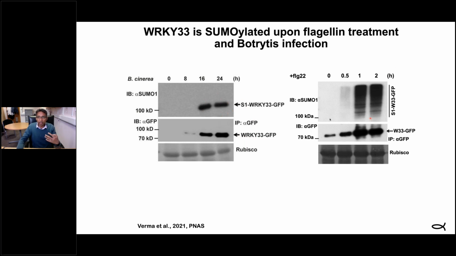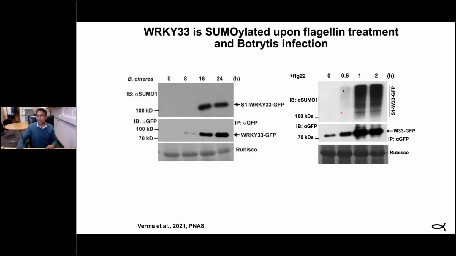And we see a similar SUMO conjugation, but a very different pattern, when you treat Arabidopsis seedlings with flagellin 22. You can see this smearing of SUMO-conjugated WORK-E33, which you don't see with botrytis. So it's a different kind of pattern. That's a different story that we're trying to chase up now, where we think there are effectors from botrytis targeting WORK-E33 for cleaving the SUMO off the target protein.